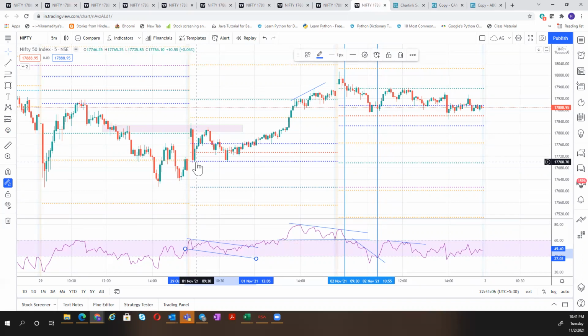Whom does the bottom circuit belong to? Sellers. Has it broken the bottom circuit of CPR? No, it takes support. So CPR is a support. So no foolish person only takes a trade here. But if you are not a foolish person, you will not take the trade. You will wait patiently for the lower CPR to be broken.